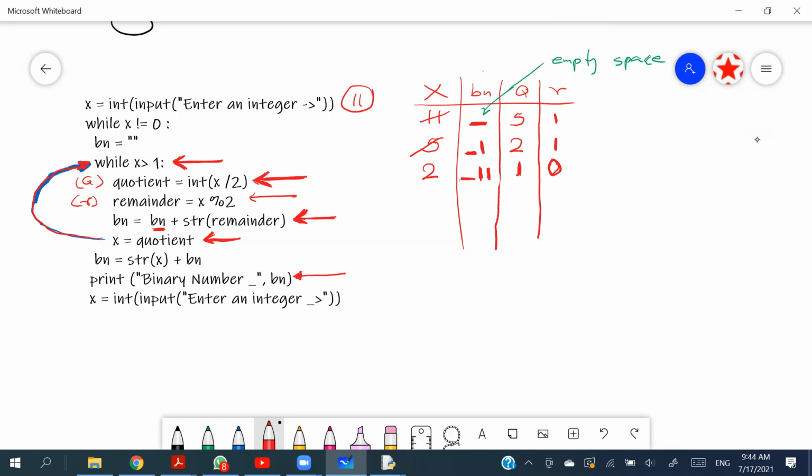So it says Bn equals Bn plus str remainder. This happens. So that means the remainder will be added to the right hand side of the Bn. So it's going to be underscore 1 1 is the one which is existing. So now a 0 is being pasted, right? And again, it goes up and checks, right? So it is asking whether while x is larger than 1.